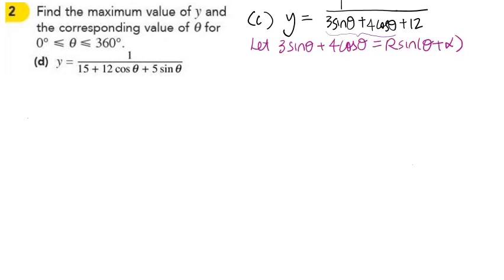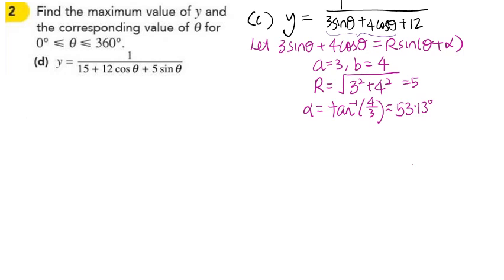Okay, so we're going to let 3 sine theta plus 4 cos theta equal R sine bracket theta plus alpha. From there, we can see that A equals 3 and B equals 4. We can substitute to find R equals the square root of 3 squared plus 4 squared, to get 5. And alpha will be tangent inverse B over A, which gives you 53.13 degrees. So therefore, your y can be expressed as 1.